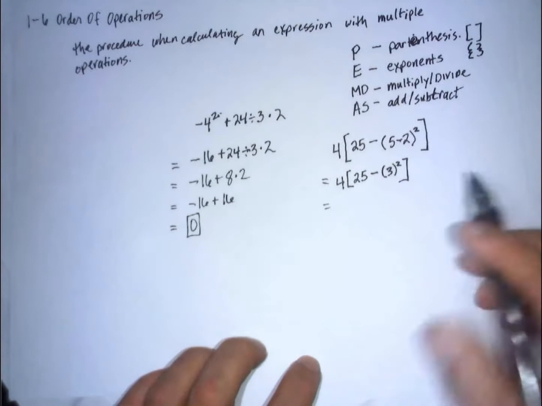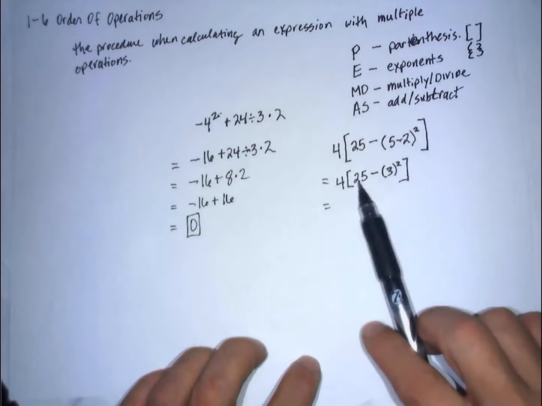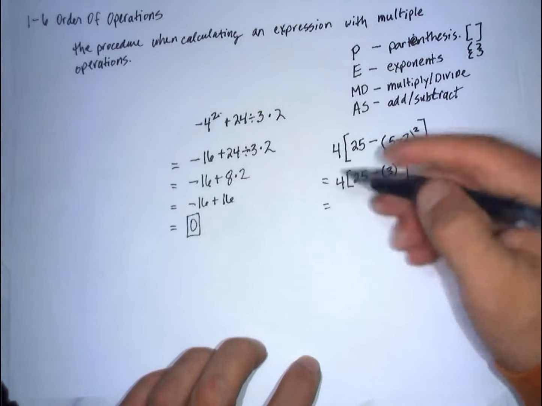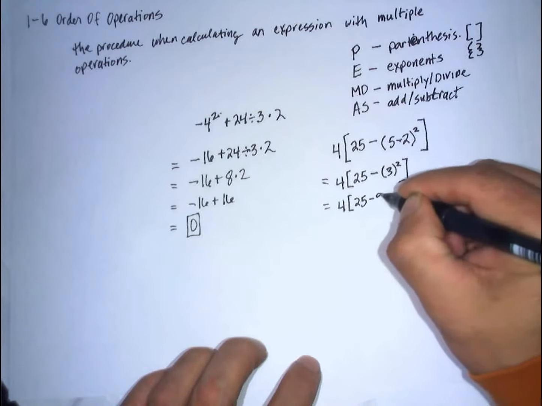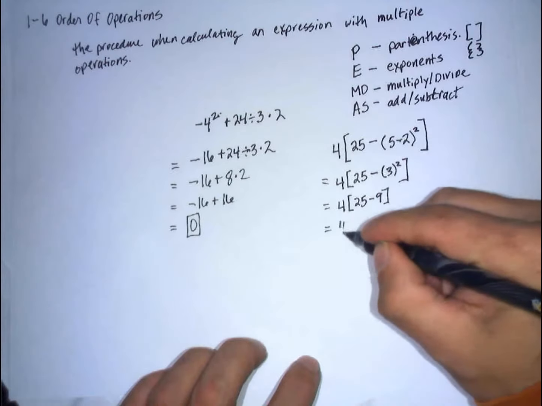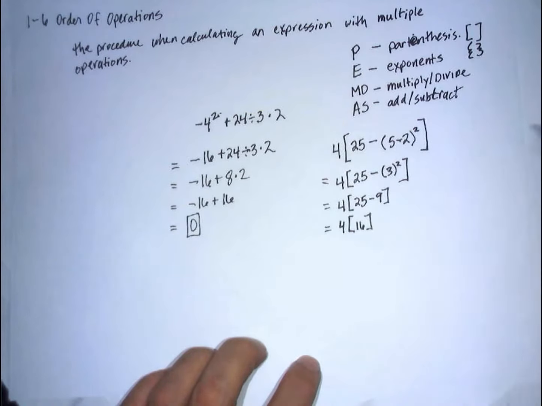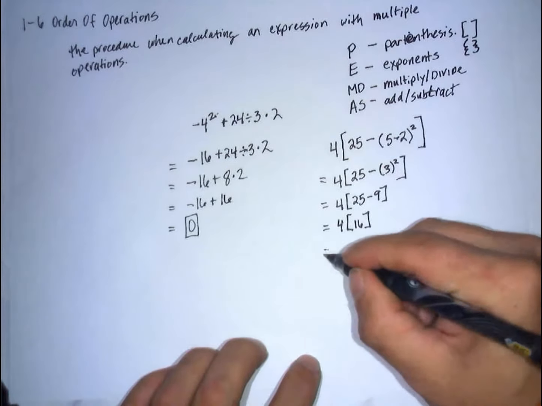Now inside the parentheses, we're going to do the order of operations. We have an exponent first, so this exponent, 3 squared, is 9. So we're going to have 4 times 25 minus 9. And then 25 minus 9 is 16. That's inside the parentheses too. And then 4 times 16 is 64.